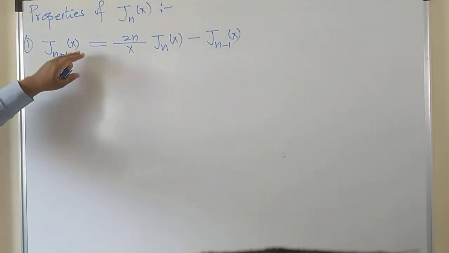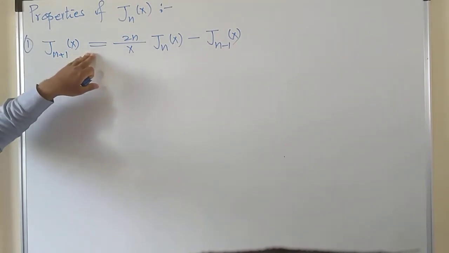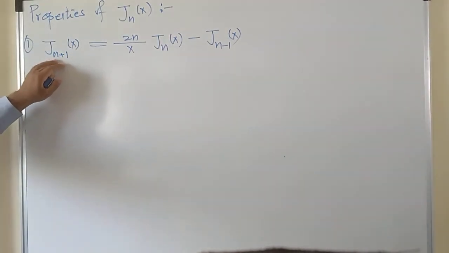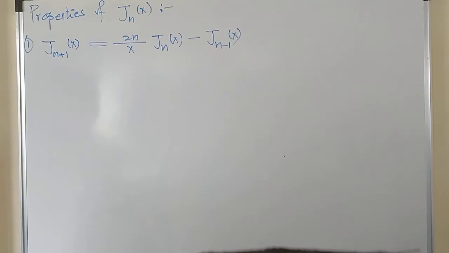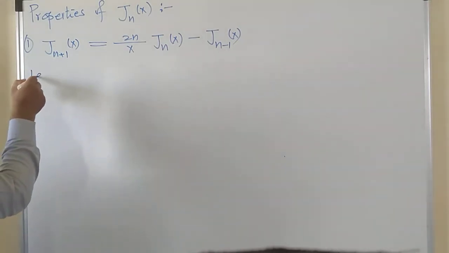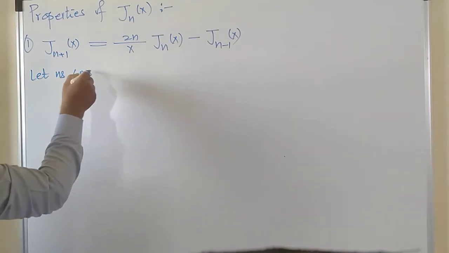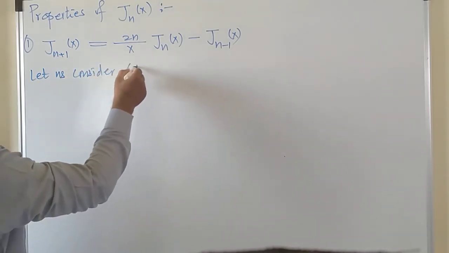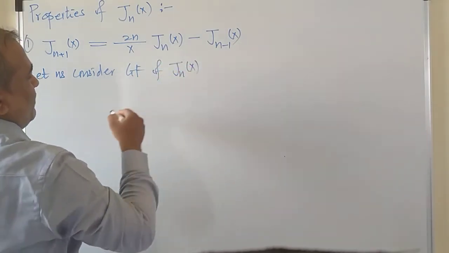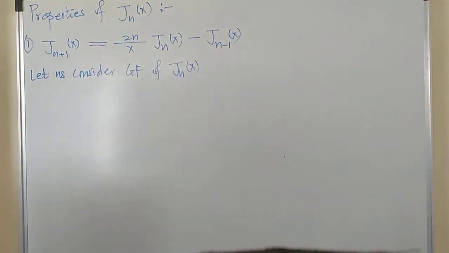And the same method we are going to use to prove this property which we have used in the earlier polynomials. If this is the property and there is no dash anywhere, that means you have to differentiate the given generating function with respect to t. If there is a dash, differentiate with respect to x. So let us consider the generating function of Jn of x. And what is the generating function for Jn of x?